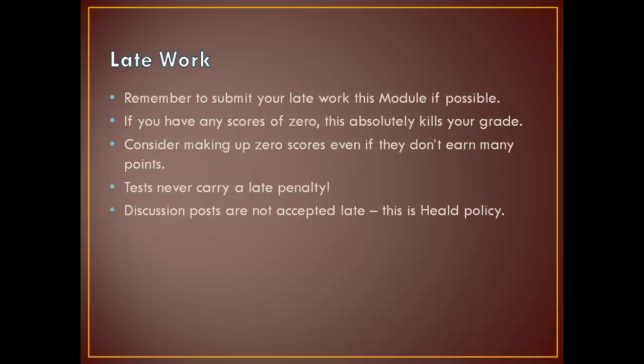Think about an F. An F goes up to 59%, which is a lot. An F has a huge range from 0 to 59%. So it's much better to have that 50%, which is the worst late penalty that you can have, versus the 0. It's a big difference. Also, if you're having some trouble juggling in college, put off your test, because your test never has a late penalty. And remember to always do your discussion posts first, because your discussion posts are never accepted late. This is a Heald College policy.